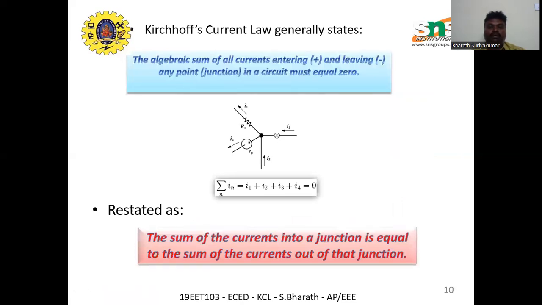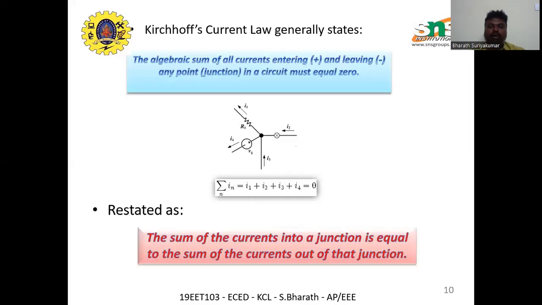So what is the next statement of Kirchhoff's current law? Kirchhoff's current law states that the algebraic sum of all currents entering (plus) and leaving (minus) at any junction point in a circuit must be equal to zero. Here you can see four incoming and outgoing paths and one junction. The currents are termed I1, I2, I3, and I4. So the equation according to Kirchhoff's current law is the summation of In equals I1 plus I2 plus I3 plus I4 equals 0. This law can also be restated as: the sum of the currents into a junction is equal to the sum of the currents out of that junction.